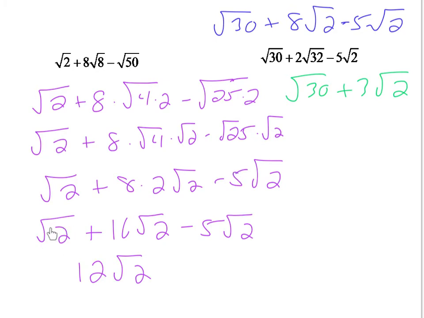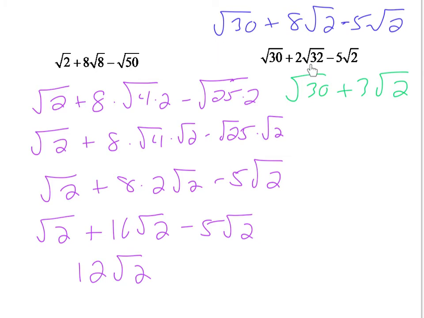So I have root 2, still the same old root 2, not doing much. 8 times 2 is 16, 16 root 2 minus 5 root 2. 1 plus 16 is 17, 17 minus 5 is 12, 12 root 2. 1 root 2 plus 16 root 2 minus 5 root 2 is 12 root 2. Up here, I wrote this above so I would have some room. I have root 30.